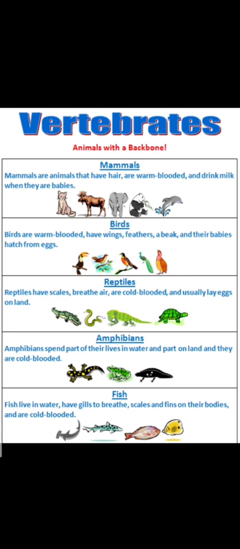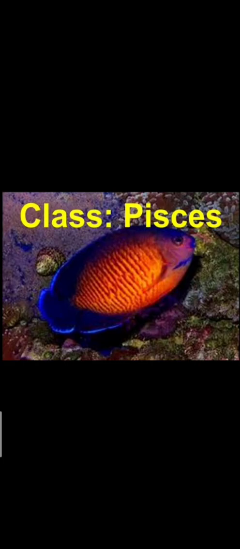Fishes are also called Pisces. So the class of fishes is Pisces, and the class of birds is called Aves. So they are divided into 5 groups. Now we will see the characteristics of all the groups one by one. First of all, class Pisces.